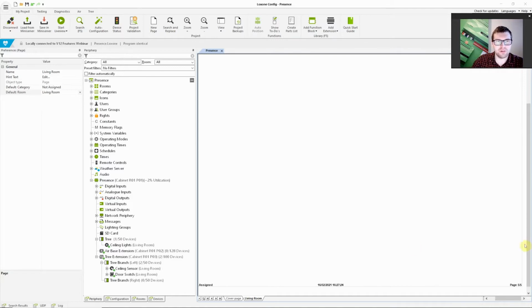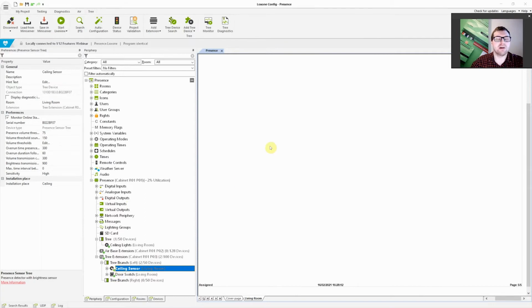So what I have in front of me is just a blank config file where I have pre-learnt in some devices. One of these devices is a presence sensor. This could either be the flush mount or the surface mount presence sensor. It doesn't really matter. The first thing we have to do on going onto this presence sensor is take a look at a few of its parameters.